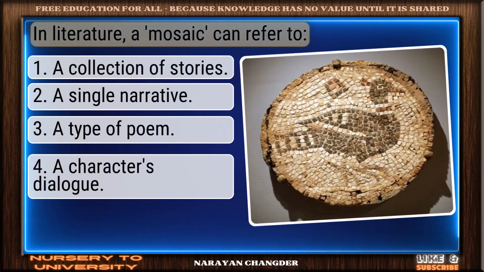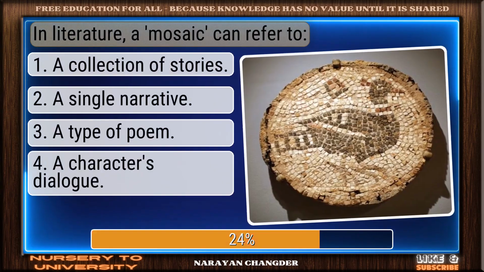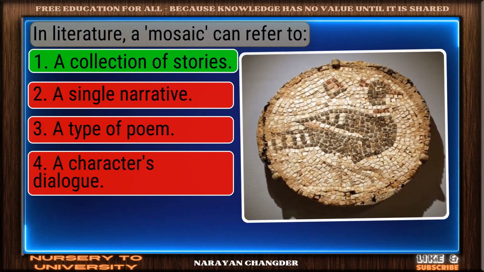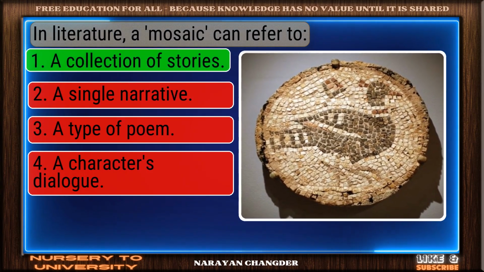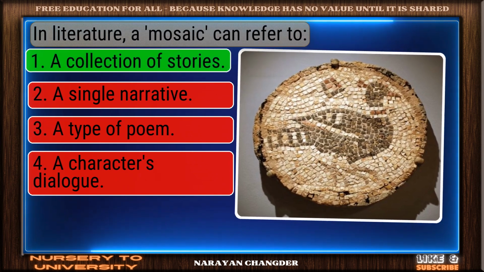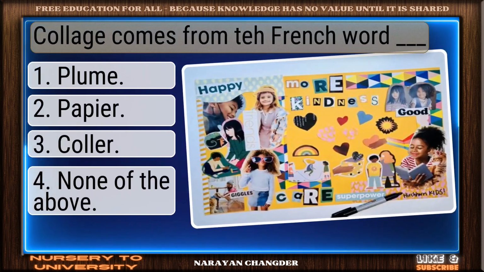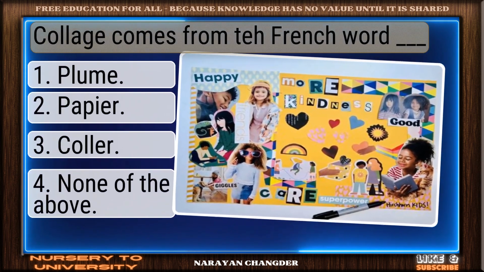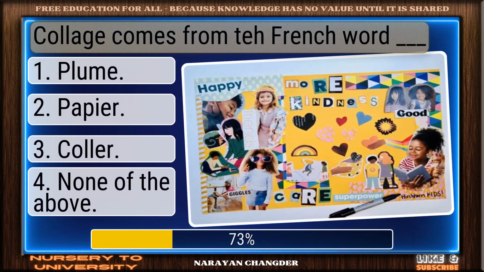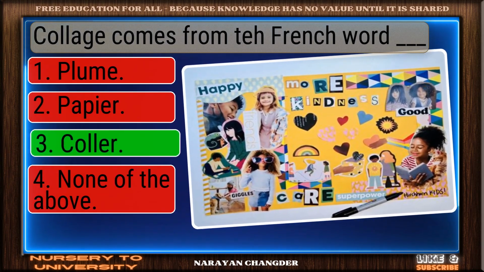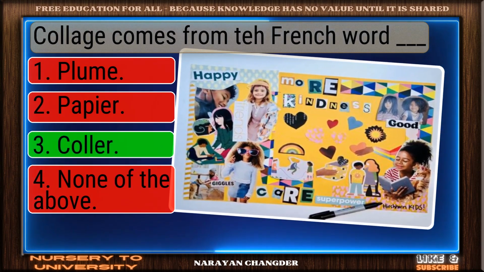In literature, a mosaic can refer to dash. Excellent. A collection of stories is a brilliant choice. Collage comes from the French word, dash. Sharp thinking. Coller is the right choice.